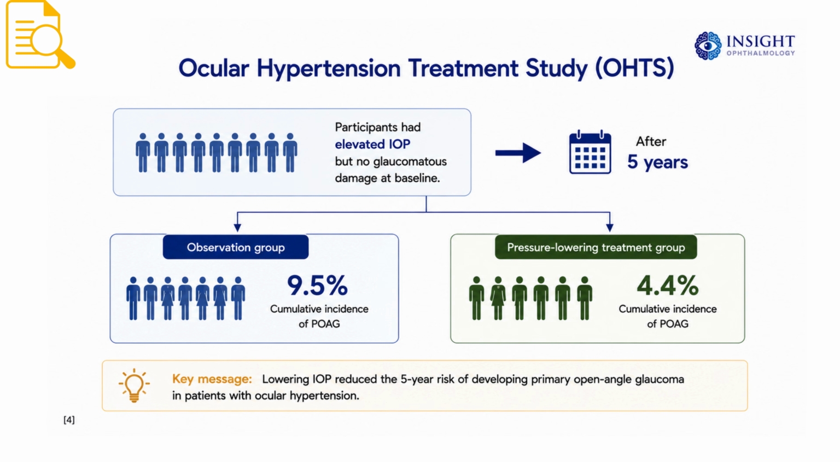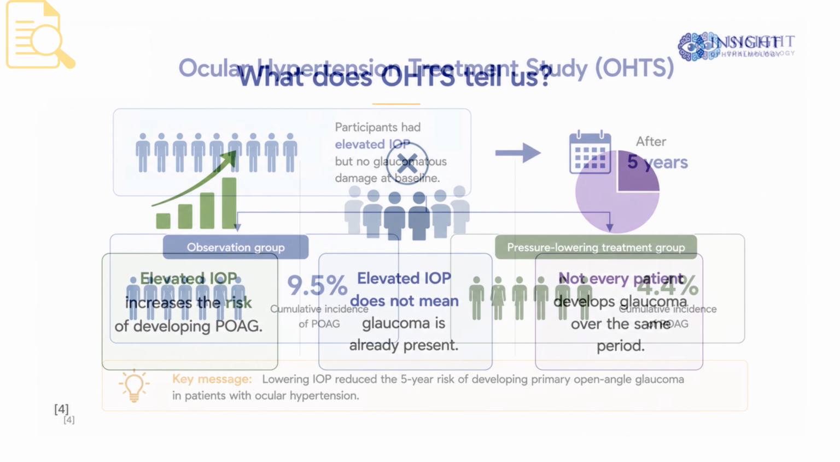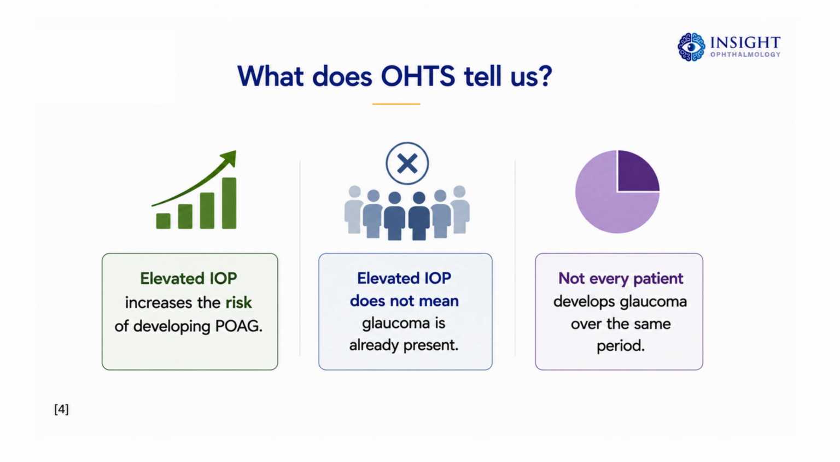Okay, so this tells us two things: that elevated IOP increases the risk of developing primary open angle glaucoma, but elevated IOP does not mean that glaucoma is already present, and it does not mean that every patient will develop glaucoma over the same period.